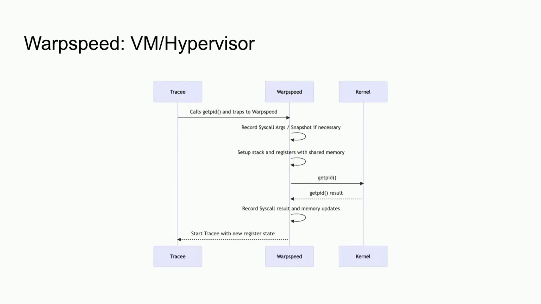So roughly, this is what a syscall looks like, right? The tracee calls getpid, for example, which does a supervisor call and traps out to us. We can record whatever we need out of memory, right? In this case, it's not really anything, but in a more complicated call, we could traverse memory, do anything. And again, we don't have to do any address translation because it's all just right there for us. We then proxy this into the actual kernel, set up stack, registers, whatever we need. Kernel does its thing, comes back to us. We can then record the exit code, exit registers, changes in memory, and then we can resume the tracee with this new register state.